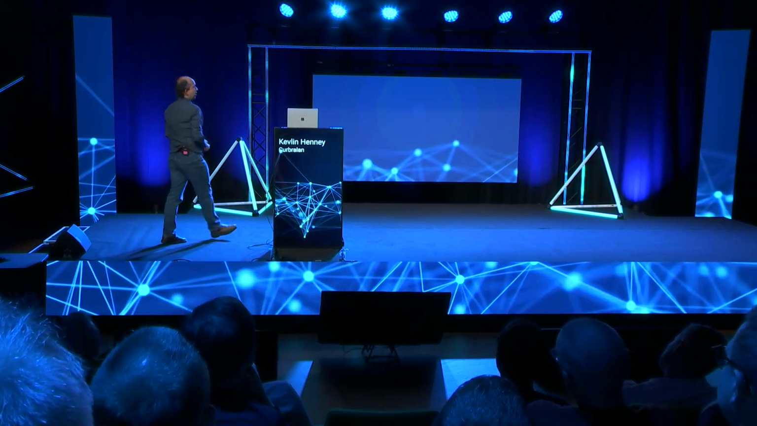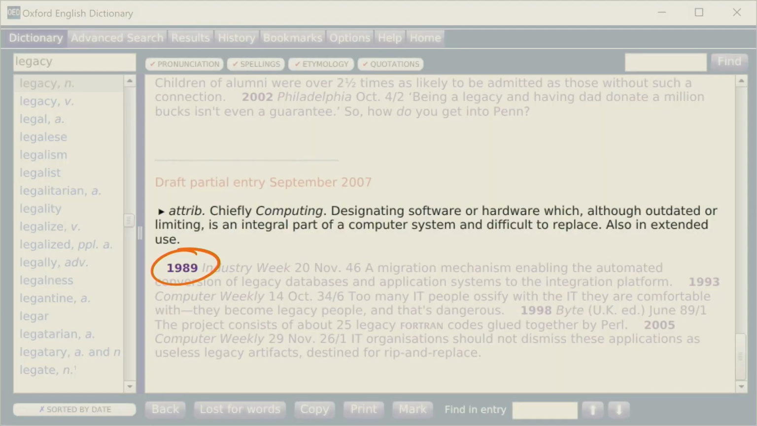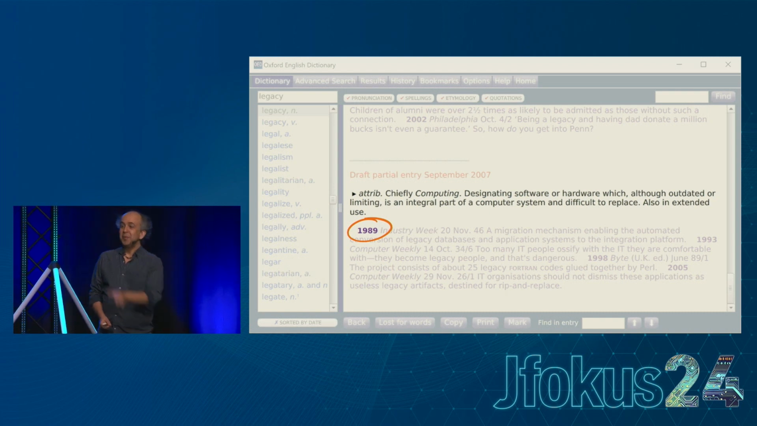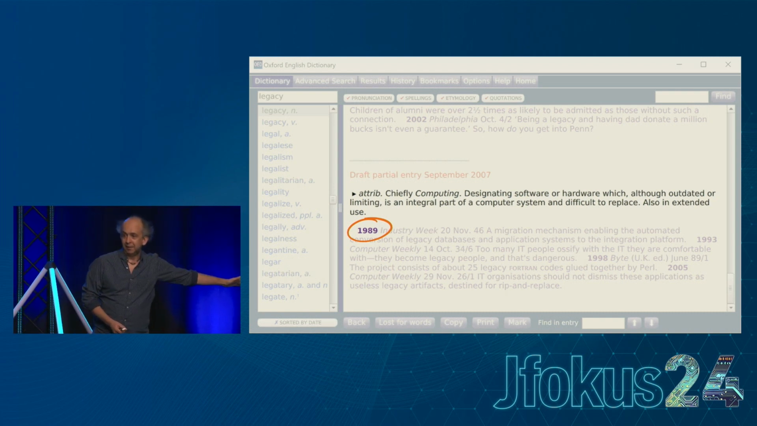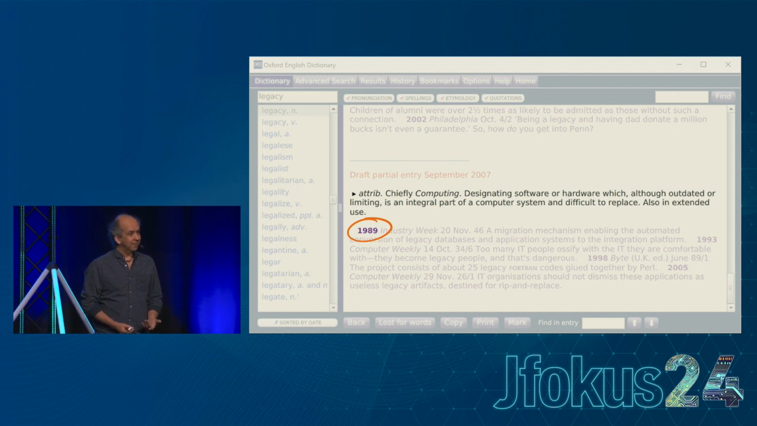Now, when did we start using the term legacy? 1989. So this is actually relatively recent. Or is it? Your response to it depends on when you were born. If you were born after 1989, this has existed forever. It is eternal, like the universe. If you were born before 1989, you might be surprised. Wow, that's quite late.